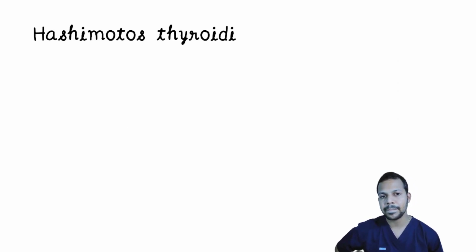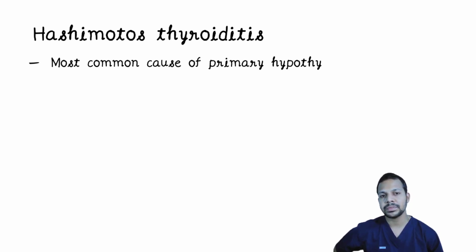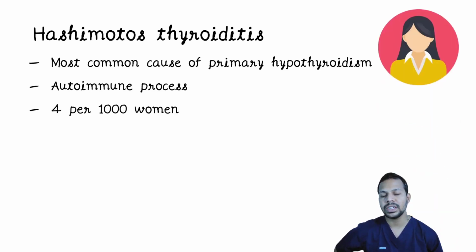Let's look at Hashimoto's thyroiditis proper. It is the most common cause of primary hypothyroidism, and it is an autoimmune process. The incidence is high in women, approximately 4 per 1,000 women, and the peak age is 60 years of age.